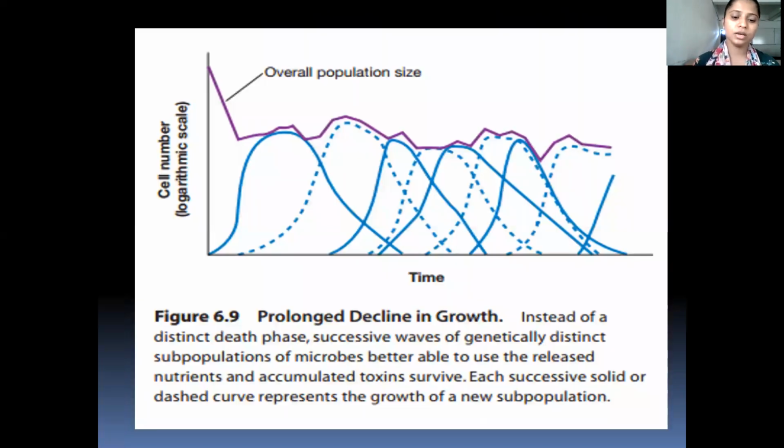You can see the prolonged decline phase, time versus cell number. Instead of a distinct phase, there are successive waves of genetically distinct subpopulations of microbes better able to use the released nutrients and accumulated toxins for their survival. Each successive solid or dashed curve represents the growth of a new subpopulation.